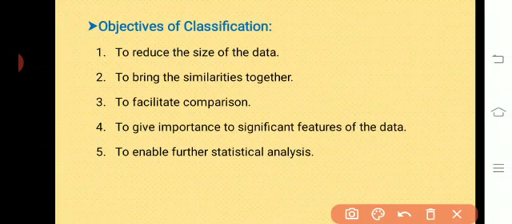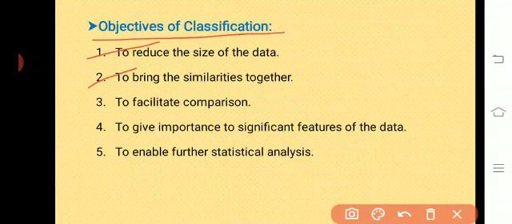Then what are the objectives of classification? We will see. The first objective is to reduce the size of the data. Here classification reduces the vast and voluminous data into handy size. It reduces the bulk of the data or size of the data. Then the second objective is to bring the similarities together. Classification simplifies the data by arranging similarities and dissimilarities contained in the data.